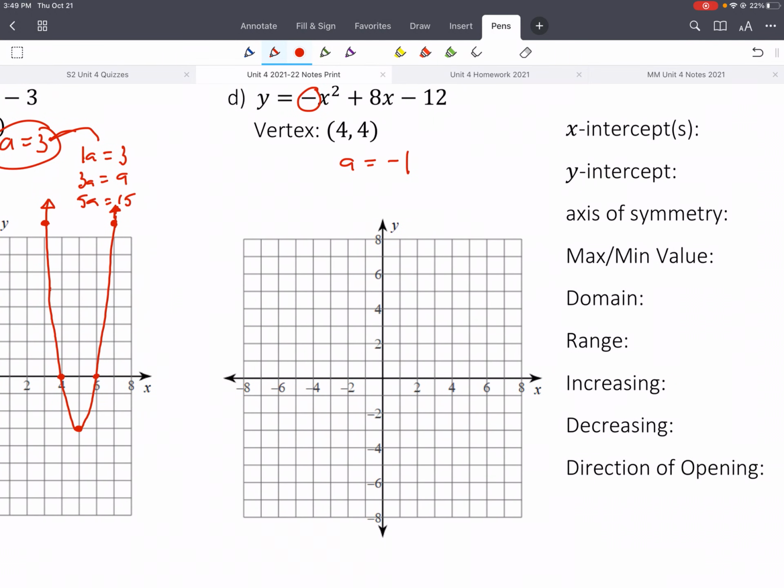All right, next, last one, we have 4, comma 4. And now a is negative 1. So we have 1a, 3a, 5a, and a is negative 1. So we plug that in, get negative 1, negative 3, and negative 5. So we'll go over 1, over 1, down 3, over 1, down 5 on both sides. And we're done.